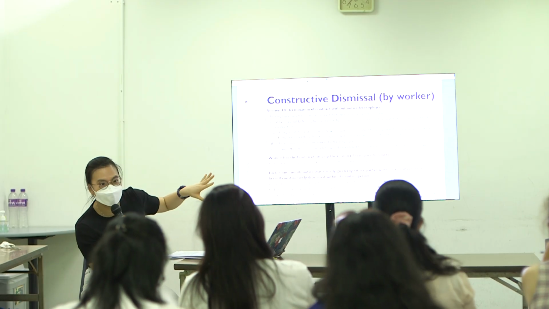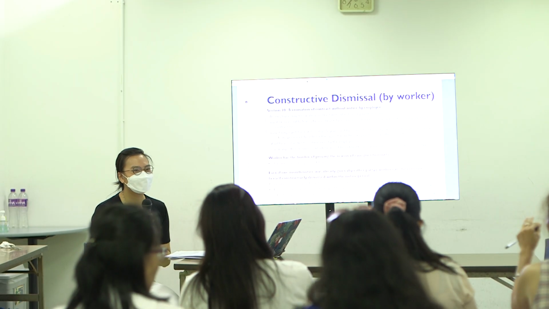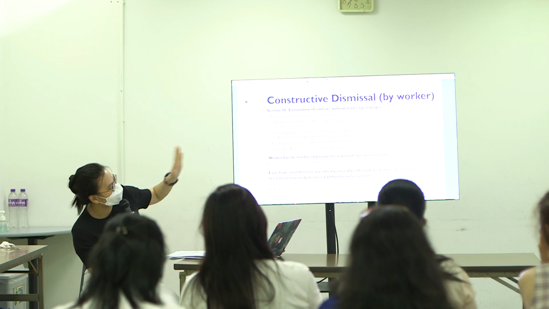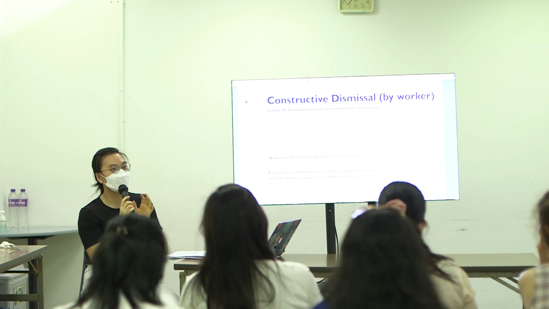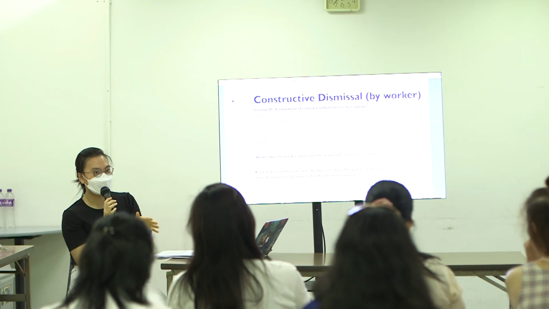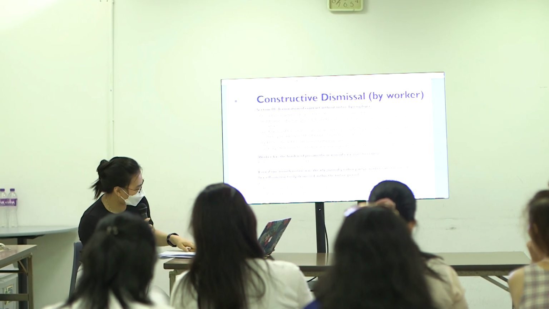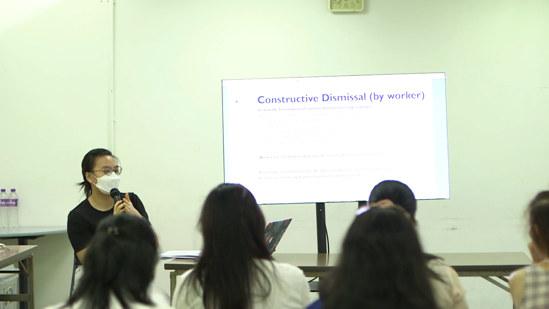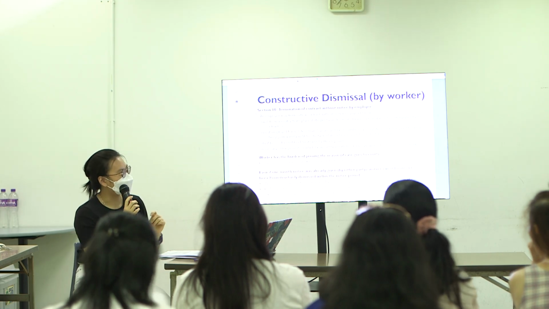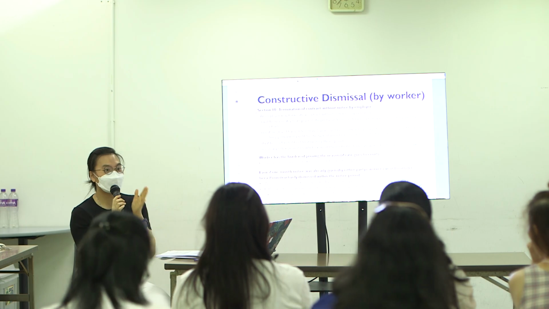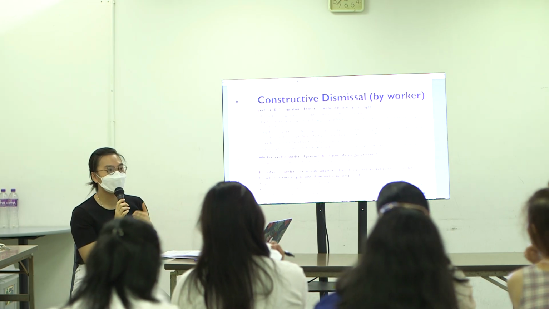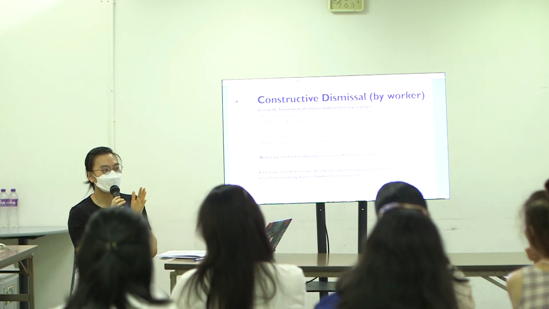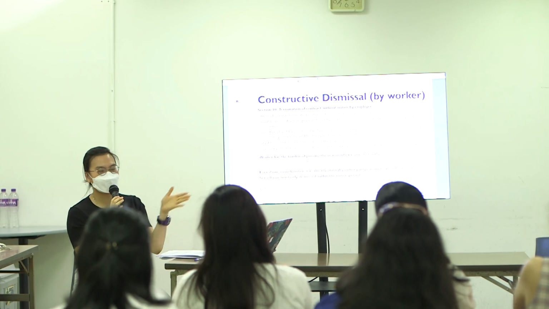So, in this situation, the termination is by the worker. Summary dismissal is by the employer. Constructive dismissal means the employer committed the wrong, and you guys can terminate the contract without notice. In this case, you guys bear the burden of proof, which means you have to prove that your employer actually committed this conduct, which justifies you terminating the contract. And then, if you successfully prove that on the balance of probability, same as summary dismissal, then the burden shifts to the employer to prove that they didn't commit that.